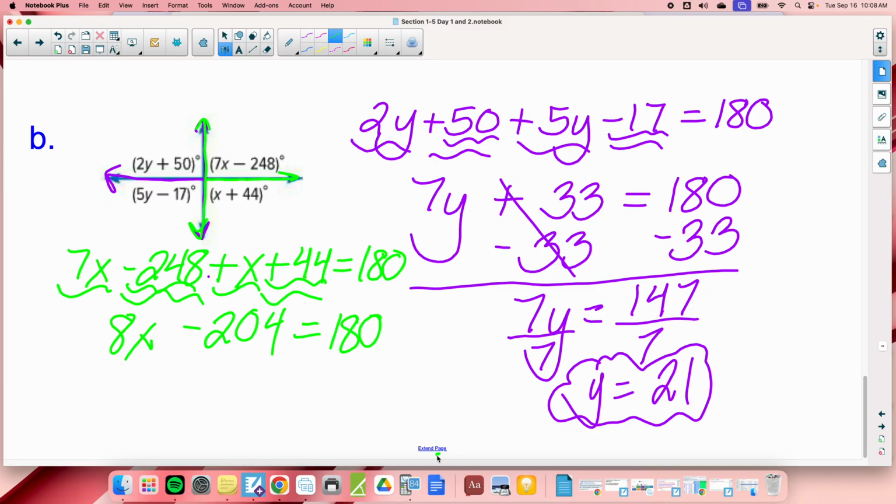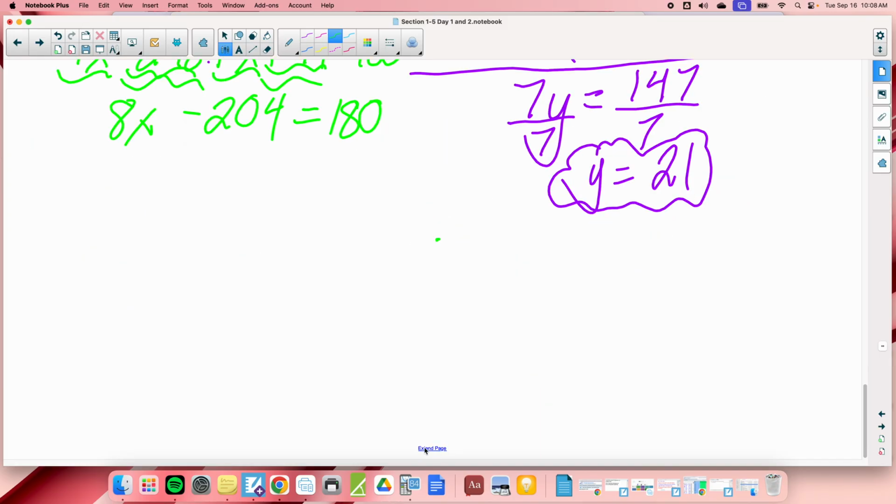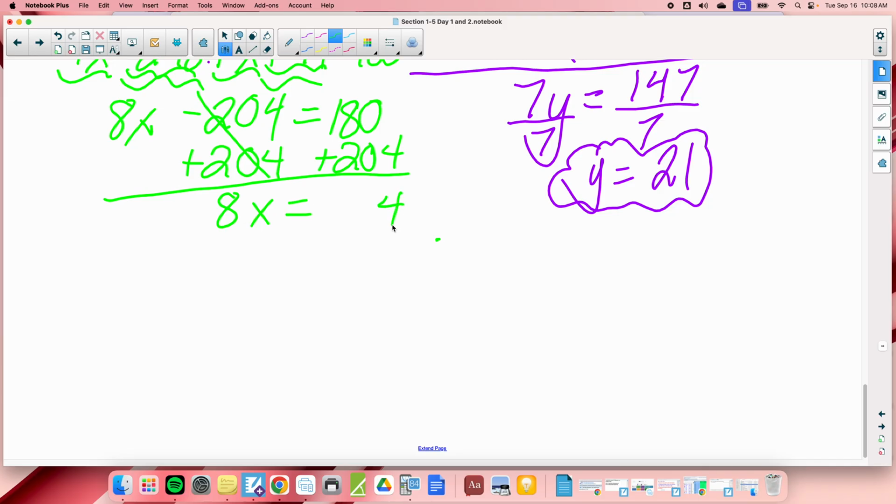Then what I'm going to do is add 204. And I get 8x equals, is that 384? Divide by 8, 48.